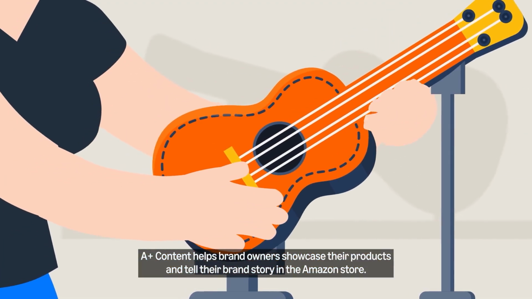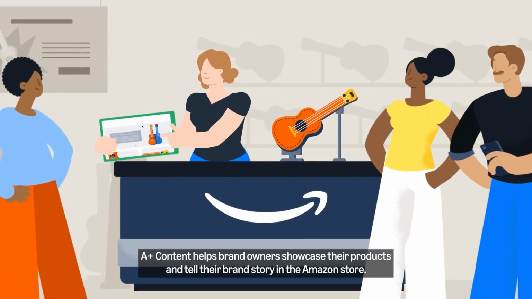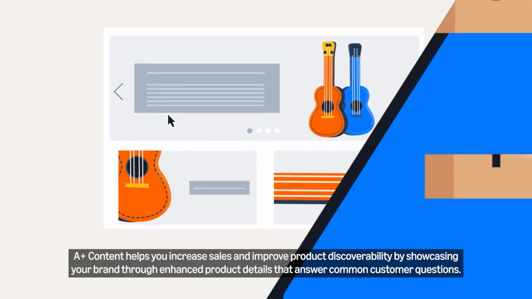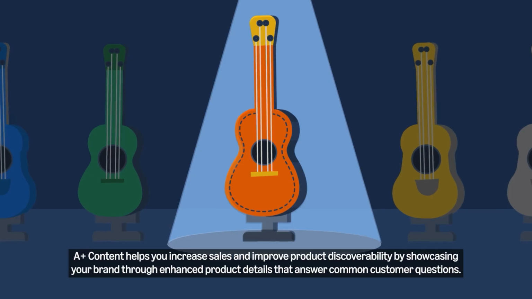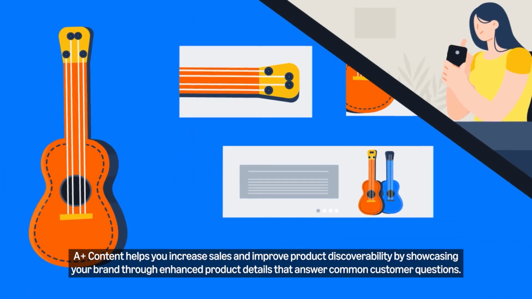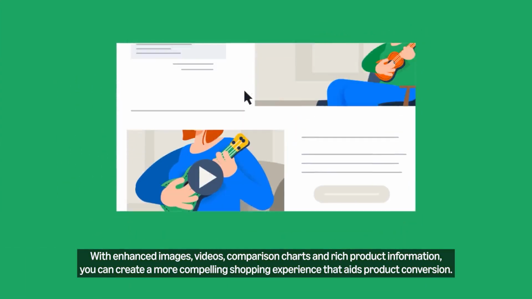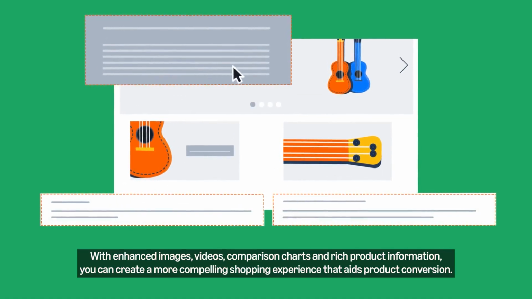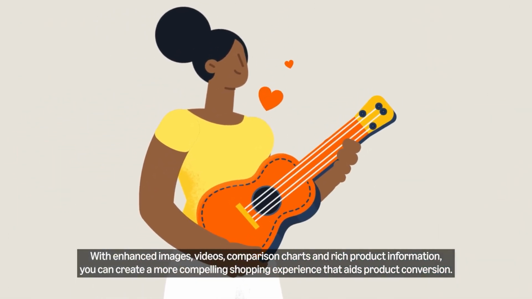A+ content helps brand owners showcase their products and tell their brand story in the Amazon store. A+ content helps you increase sales and improve product discoverability by showcasing your brand through enhanced product details that answer common customer questions. With enhanced images, videos, comparison charts, and rich product information, you can create a more compelling shopping experience that aids product conversion.